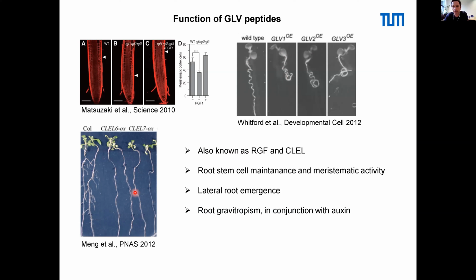And they were also found to be involved in lateral root emergence, so not only primary root growth, but also lateral root growth. But importantly, there was no known role of these peptides in leaf tissue, where we usually do our immune assays, and no known or described role in the context of plant immunity. That's why we decided to study this peptide family in more detail.